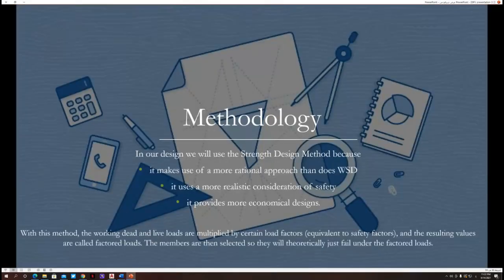The methodology. In our design, we will use the strength design method. It's also known as ultimate stress design. We use the strength design method because it produces more economical structures, utilizes the high strength of steel, and also uses a more realistic consideration of safety. With this method, the working dead and live loads are multiplied by certain load factors, also known as factors of load.